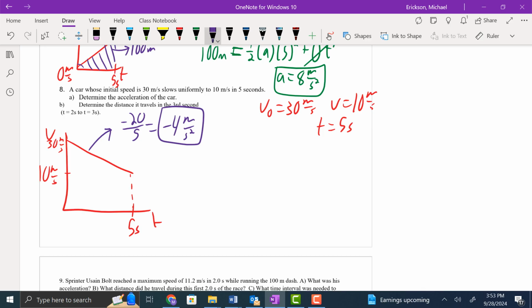Part B. Now this gets people a lot, and when I first read it, it's hard for me to tell sometimes what's happening. So I have all these seconds here. 1, 2, 3, 4, 5. All right, great. They want the distance traveled in the 3rd second. So that might sound like I go to 3 and I take the area here, but that's not what they're saying. They say the 3rd second, from 2 to 3 seconds. So it's very specifically this part here.